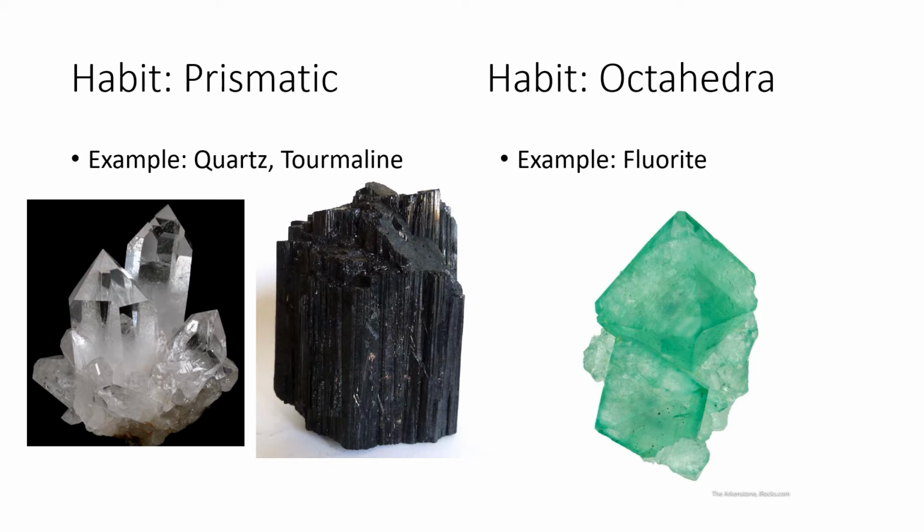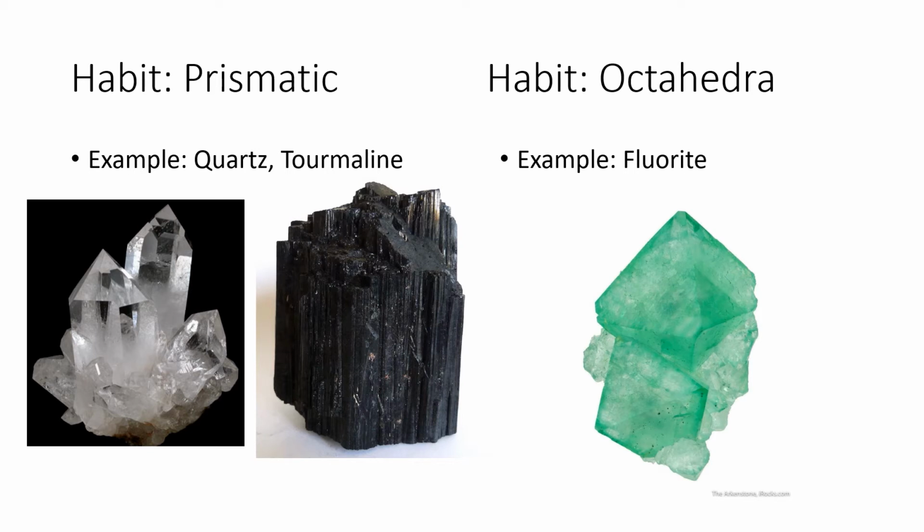So these are the different types of habits. The first one, we have prismatic, which on the left we have quartz, and we also have tourmaline, which you're going to see both of these in class, okay? So tourmaline is generally black. It's going to have some little bits of color in it, but it makes very tiny little prisms, which we can see right here. And then we have the octahedra habit, which is fluorite, like what here, okay?